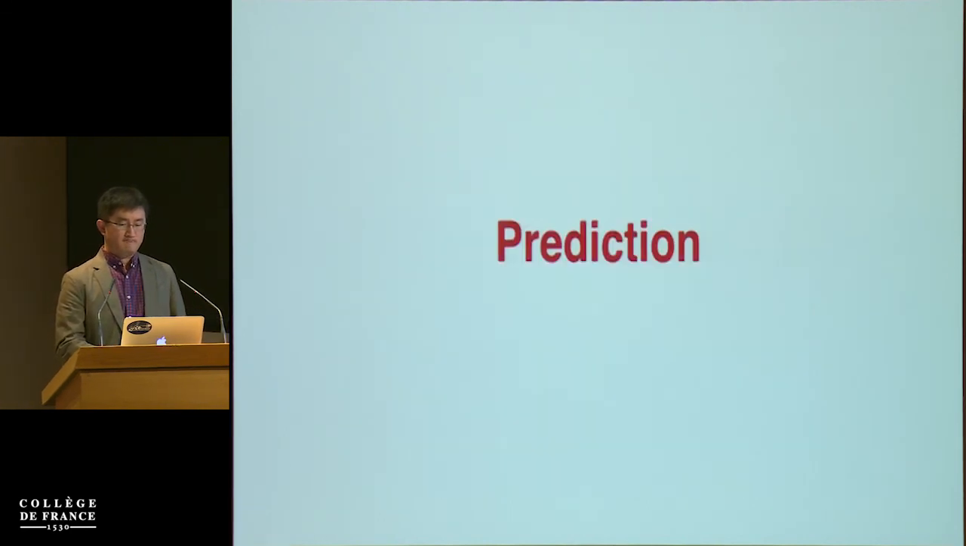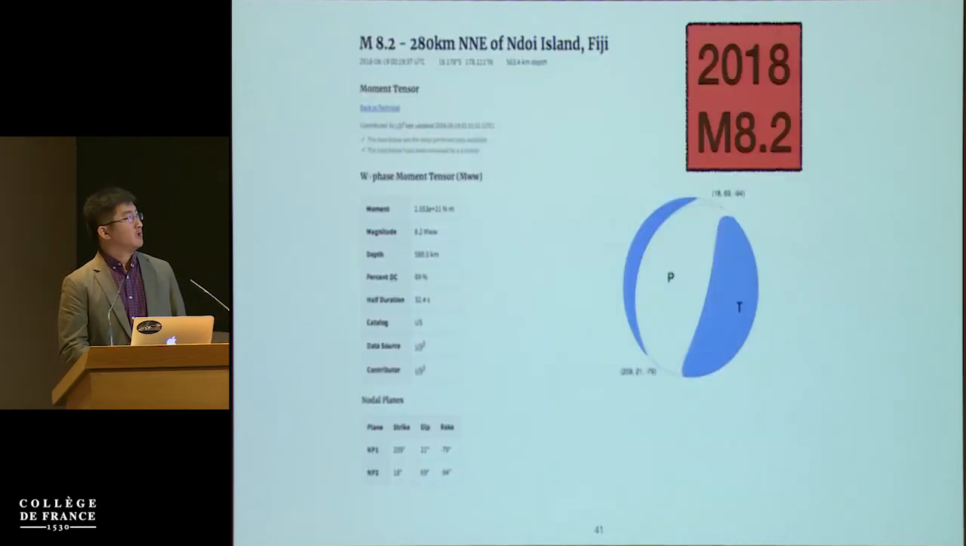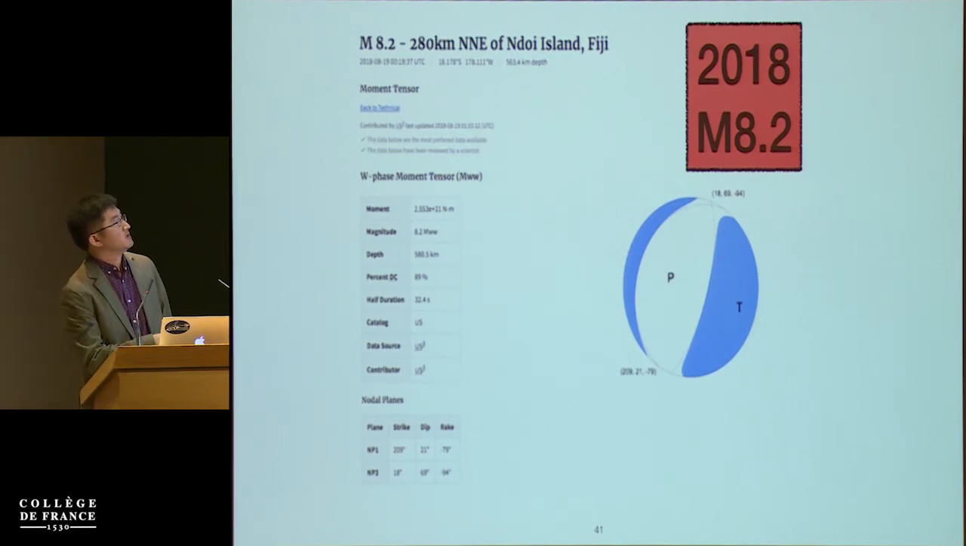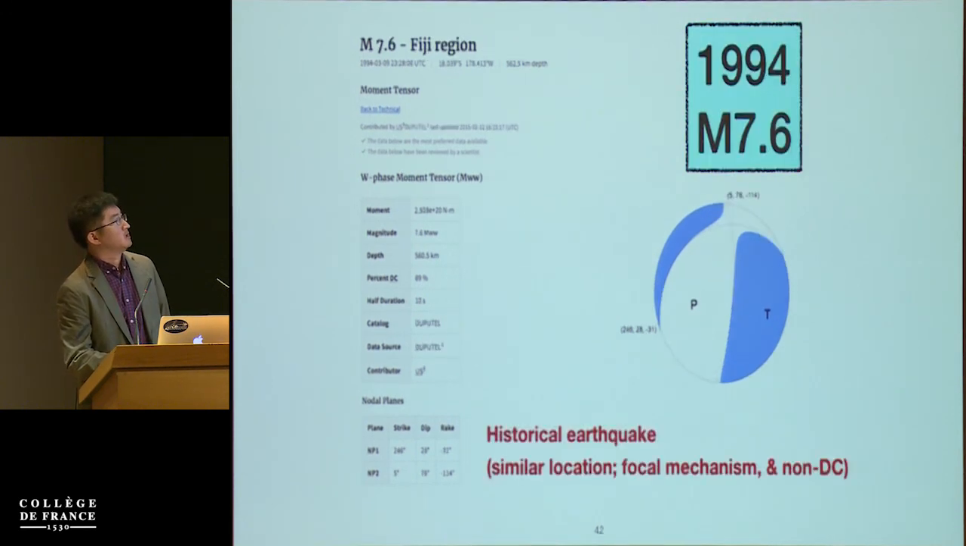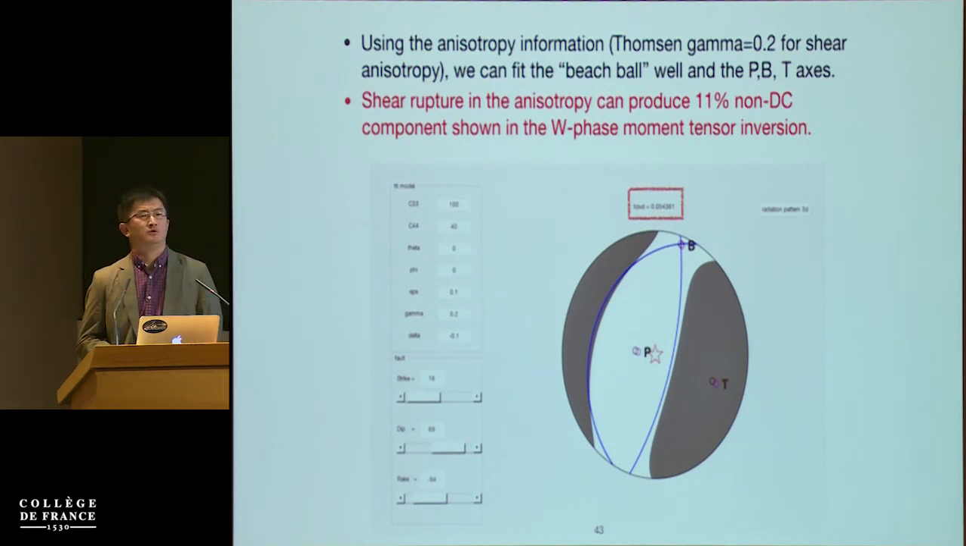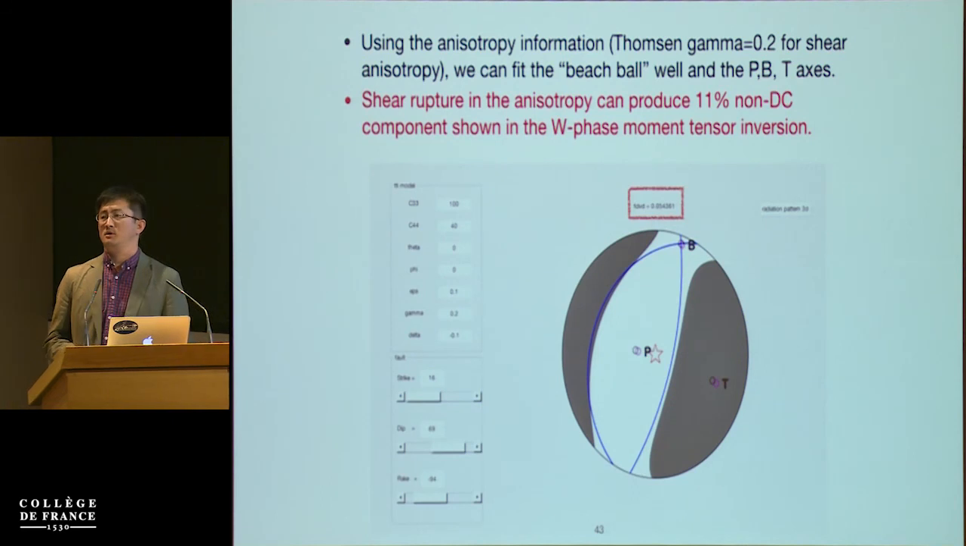So, prediction. For this earthquake, we have the mechanism in Tonga, and this has 11% non-double couple component. Same location, there's another earthquake in 1994. If we put in our anisotropy model, we can predict 11% non-double couple component for these earthquakes.